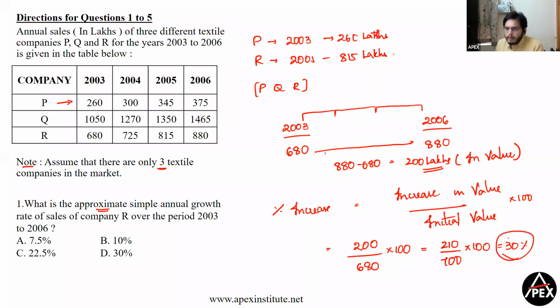Now what is this 30%? This is the overall growth rate from 2003 to 2006. But what was asked in the question? We are asked to find the simple annual growth rate. So how will we get the annual growth rate? The total growth rate, which is 30%, divided by the number of years, 3. So the answer for this question should be 10%.